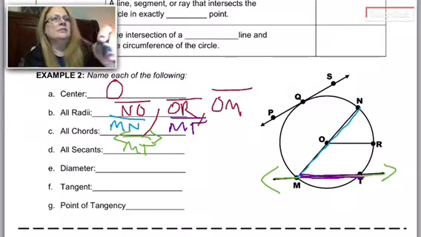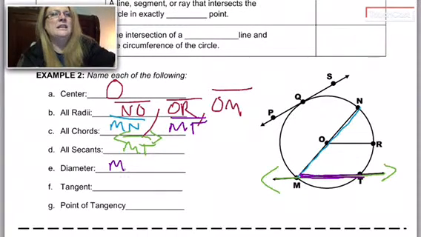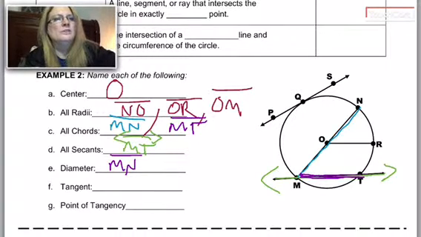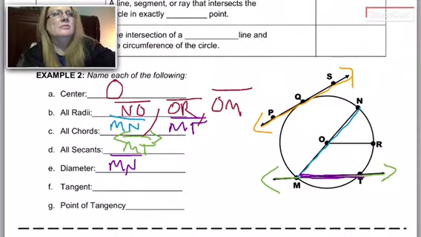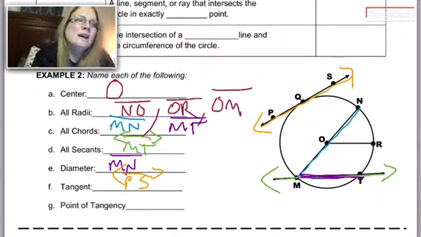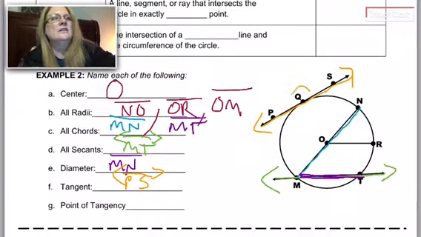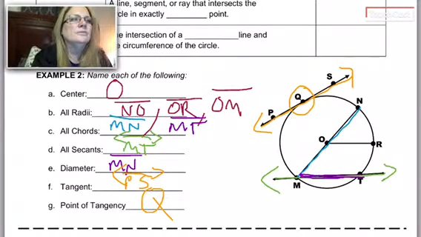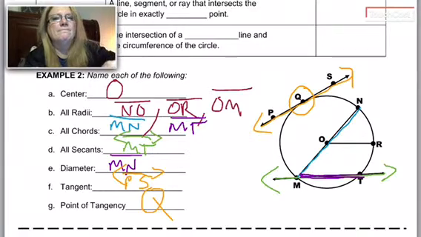So the diameter is MN. The tangent, we're going to look at this line right here. So we can call that PS, or you can call it QS. Any of those 2 points will work. And then the point of tangency is this point where it touches, Q.